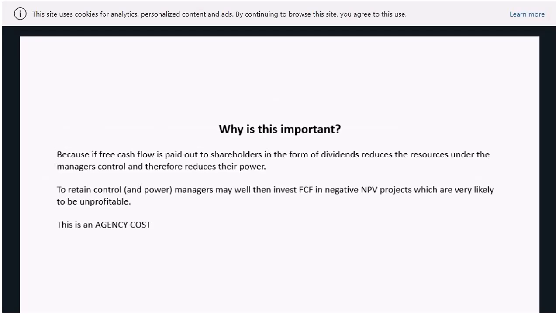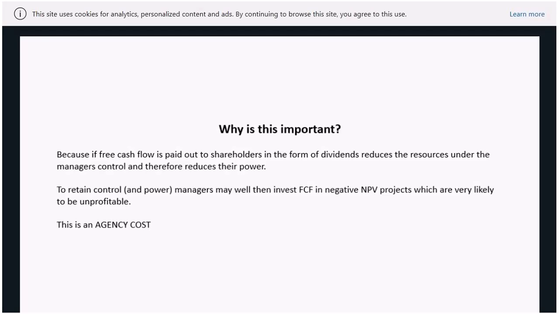And this is really what I've just said. If the free cash flow is paid out to shareholders in the form of dividends, it reduces the money that's there for the managers to use in their pet projects, and therefore they lose control. Obviously the shareholders would rather have the money out as dividends or increasing the share value, and the managers would rather leave it in the firm to do the stuff they want to do with it.